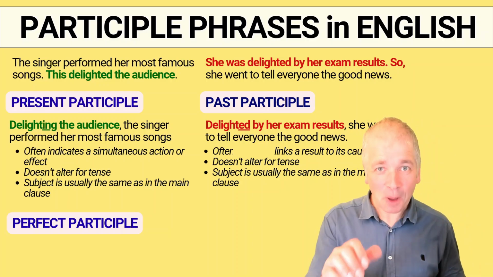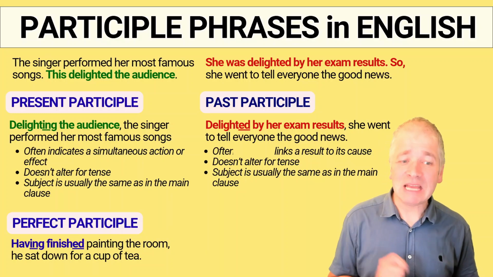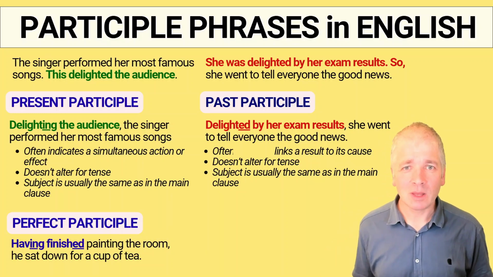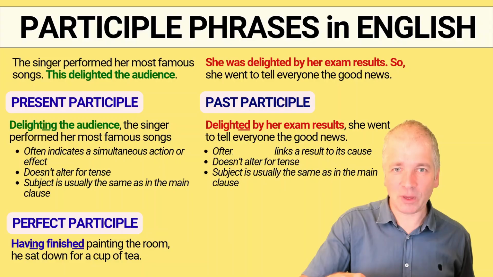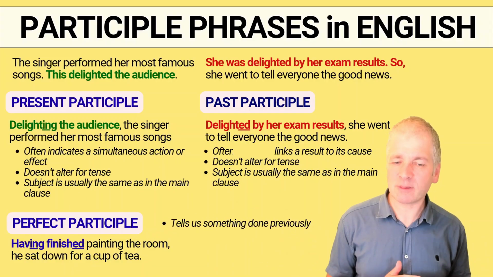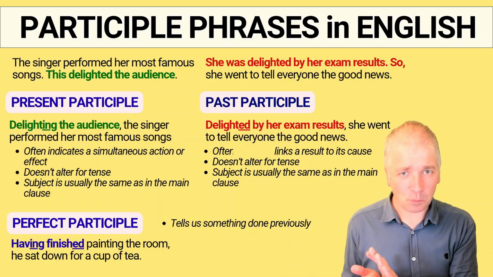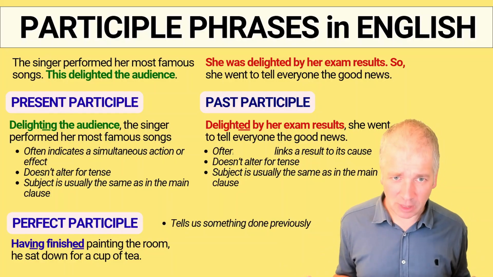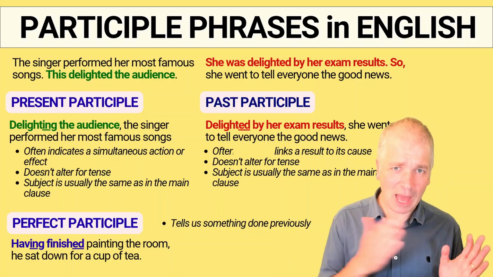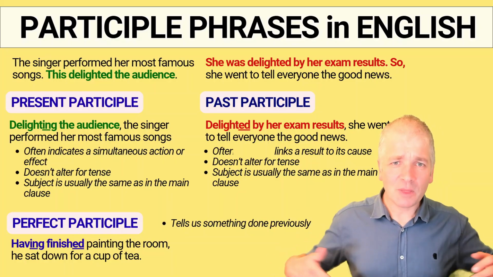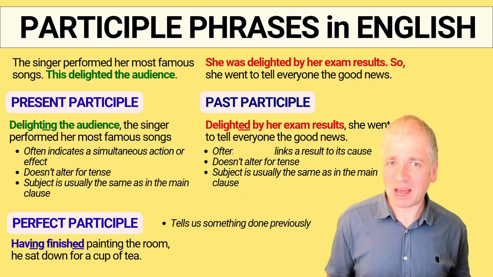And we have something called the perfect participle. For example, having finished painting the room, he sat down for a cup of tea. Now, this works in a slightly different way, because in time, one thing is leading to another here. So we use the perfect participle to tell us something done previously that affects or is connected with what comes in the main clause. He sat down for a cup of tea. What had happened immediately before? He finished painting the room. So having finished painting the room, that situation being completed, he felt he could move on to the next thing. Sat down for a cup of tea.